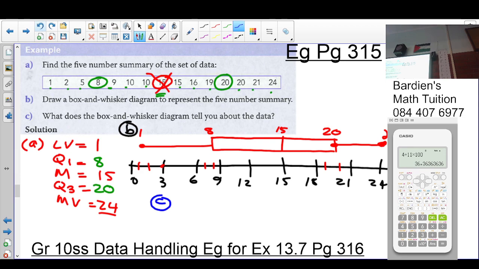We can say that 25% of the data is less than 8, between 1 and 8, or 75% of the data is greater than or equal to 8, up to 24. 75%, not so? And so on and so on. Or we can say that 50% of the data is lying between 8 and 20. You guys understand? And so on and so on.